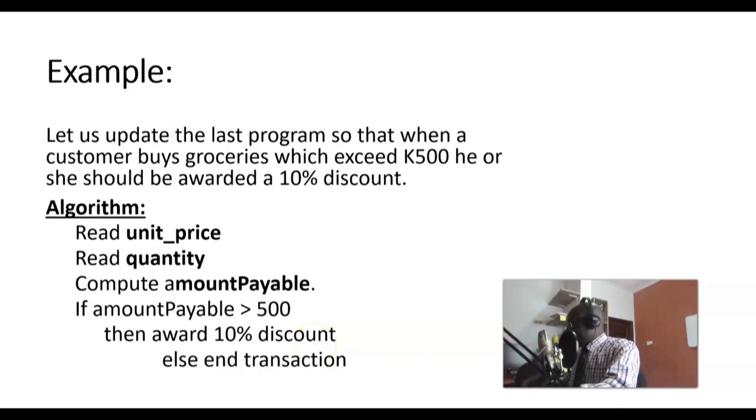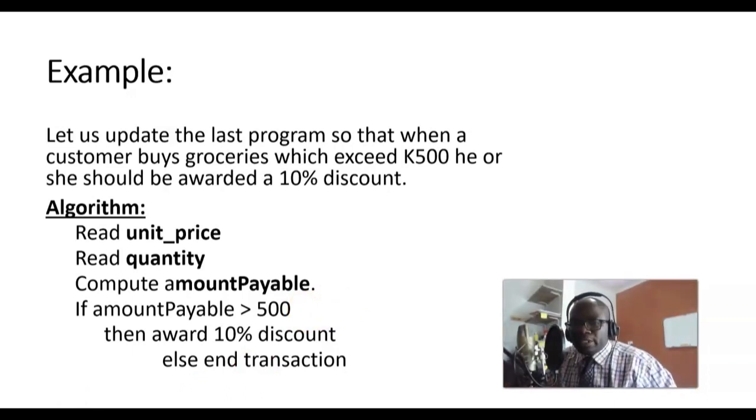So let me work on this program in two stages. First, I'm going to show you a simple form of the program whereby if the amount payable is greater than 500, the simple display given will just be award 10% discount. Then we're going to modify the program so that we actually calculate what that discount is and how much the customer actually pays. So first, let us open the code window for that.